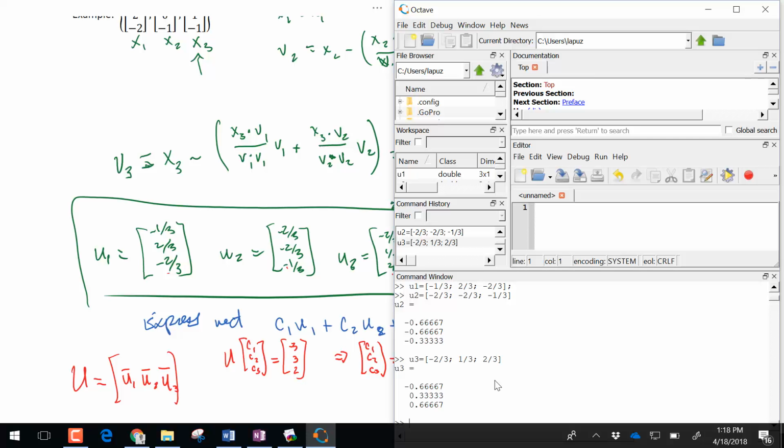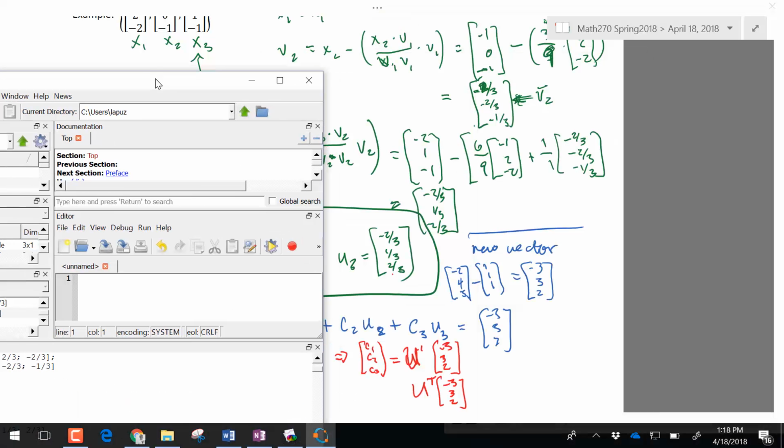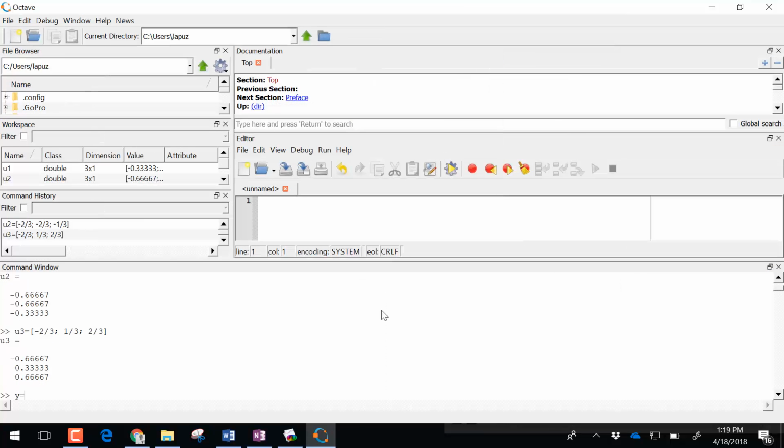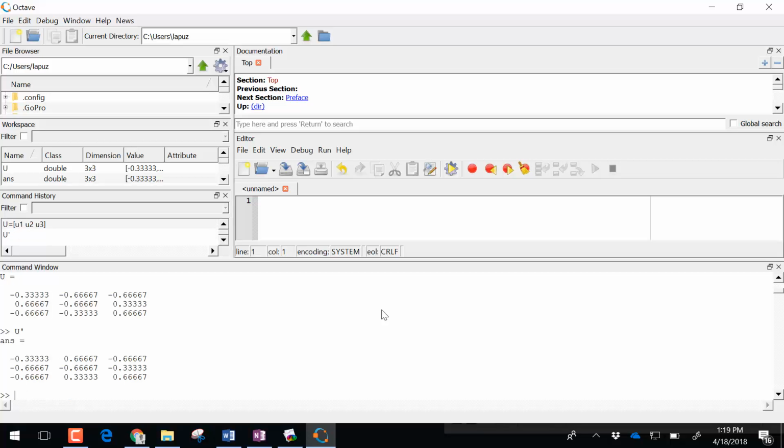And then my Y vector is, what was my Y vector again? Negative 3, 3, and 2. Okay, so I'll create my U matrix equal to U1, U2, U3. And then I'll take the transpose of that, and then I'll apply it to my Y vector.